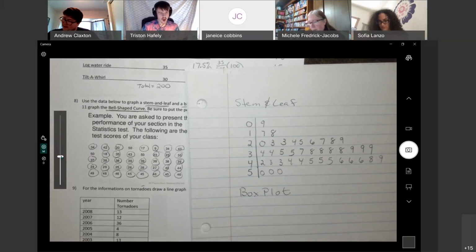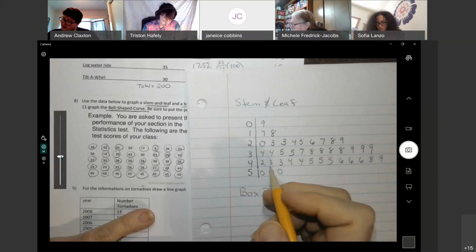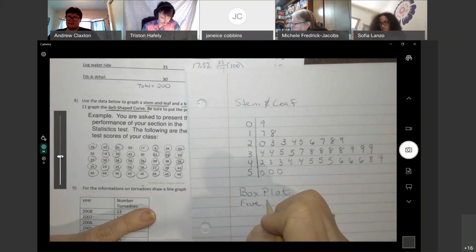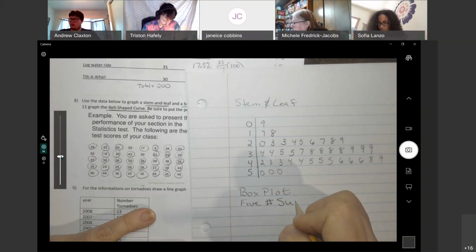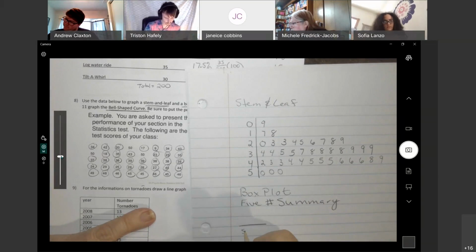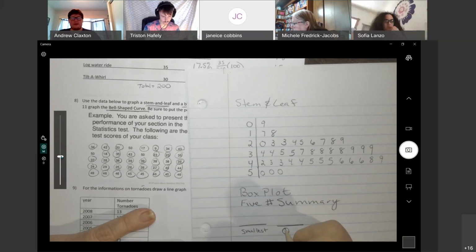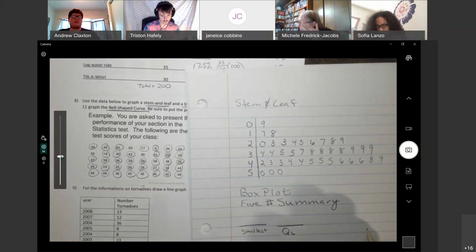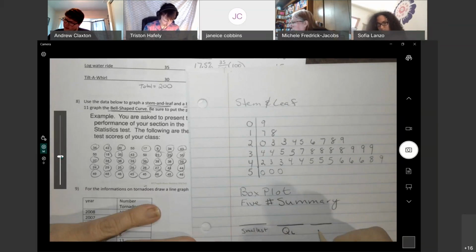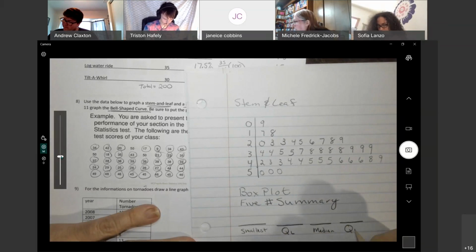To find the box plot, you first need to find the 5-number summary. That's the smallest number, the lower quartile, the median, the upper quartile, and the largest value.